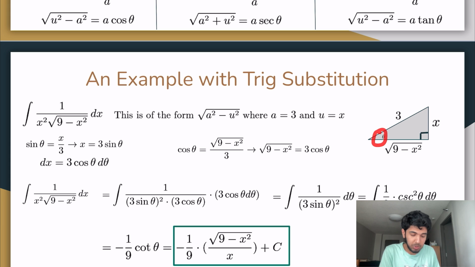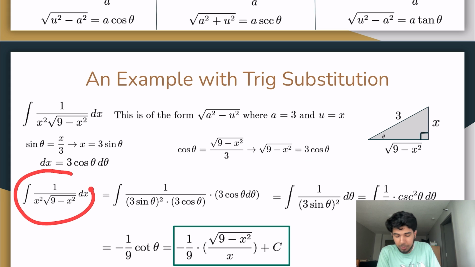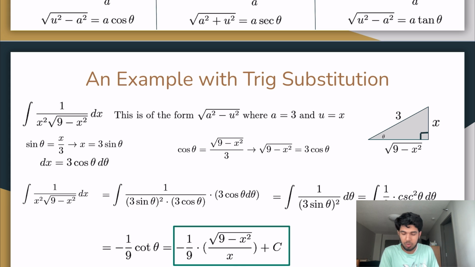Now we can take the cosine of theta to get the square root of 9 minus x squared over 3. And since we're targeting to substitute in for this square root of 9 minus x squared, we'll solve for that and say that's equal to 3 cosine of theta. Now when we get back to this integral, where we see the square root of 9 minus x squared, we can substitute that with 3 cosine of theta.